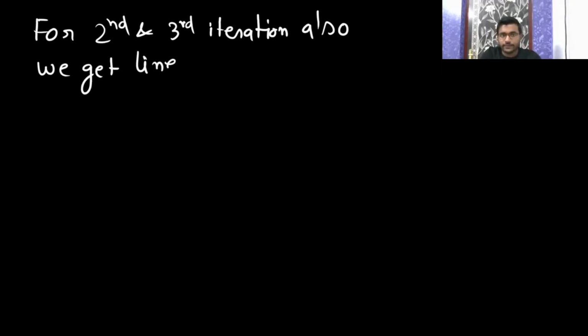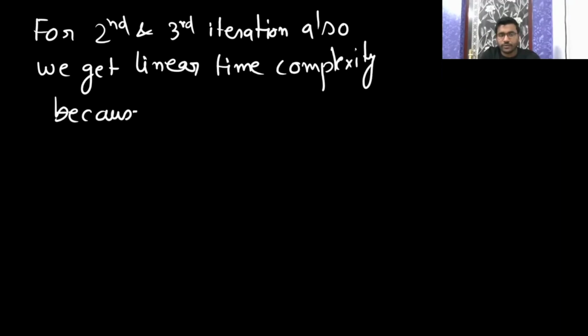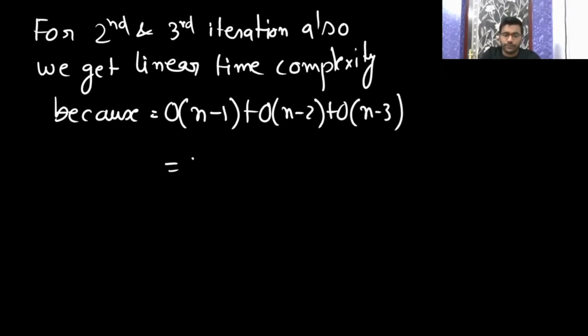we get linear time complexity, because big O of n minus 1 plus big O of n minus 2 plus big O of n minus 3 is going to be big O of n. So when will it become n square? It becomes n square when you are taking more iterations. Let me consider that case, when it is in descending order and you are sorting in increasing, ascending order.